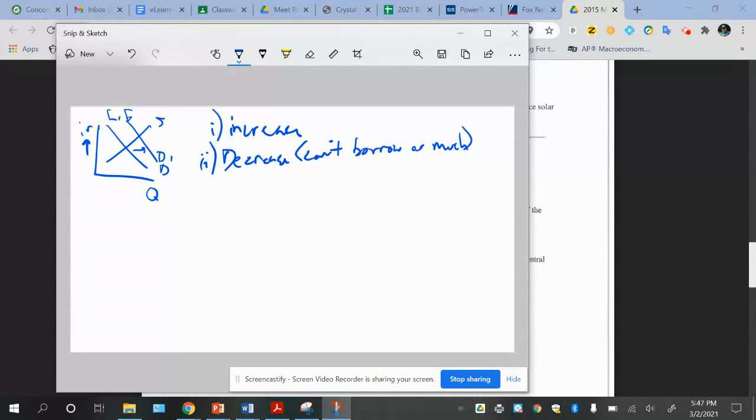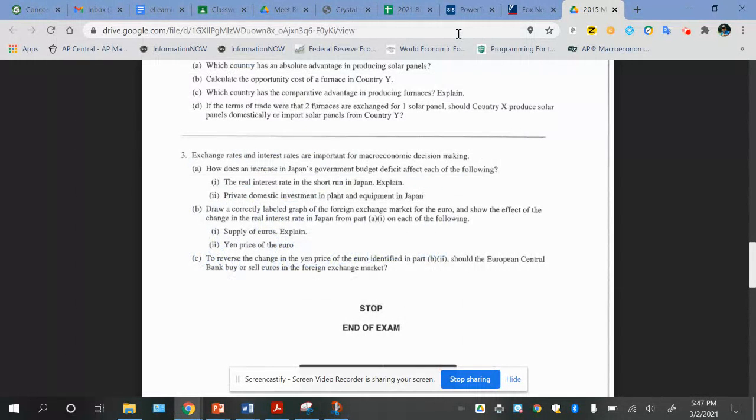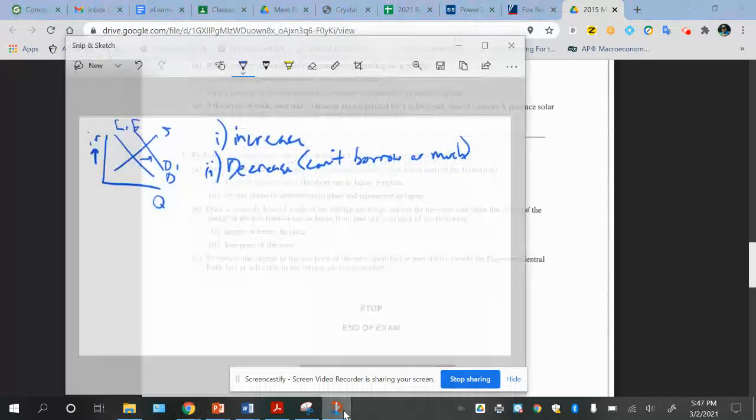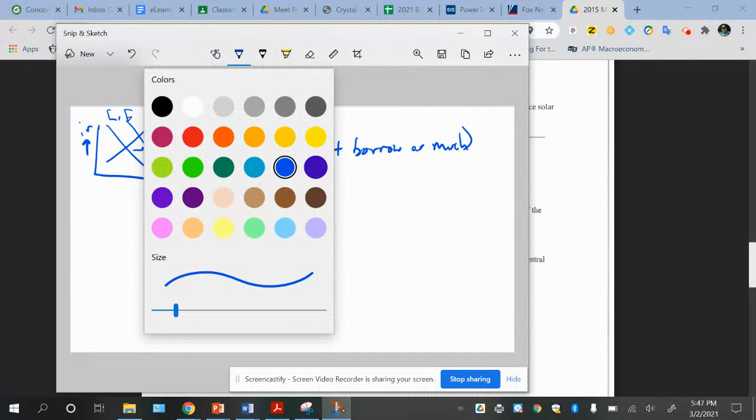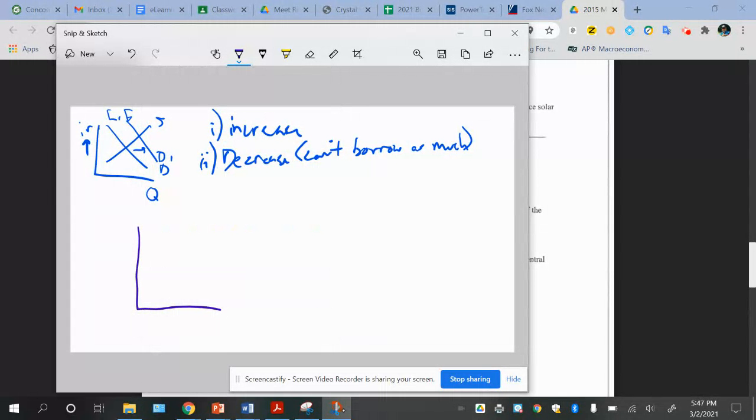All right. Now, part B is getting into talking about what's going to happen in the foreign exchange market for the euro and show that due to the real interest rate in Japan. Okay, so I need a graph of the euro here. For this, we've got yen. This is of the euro. Okay, yen over euro. All right, we've got the demand by Japan, and we've got the supply by Europe.